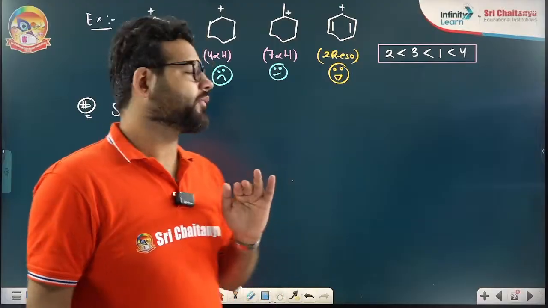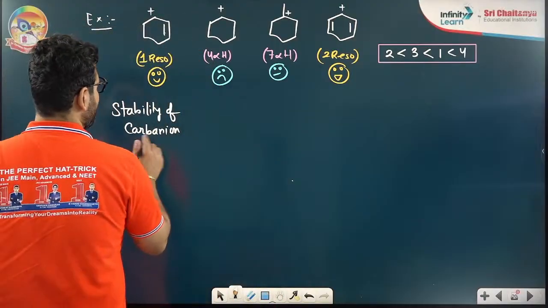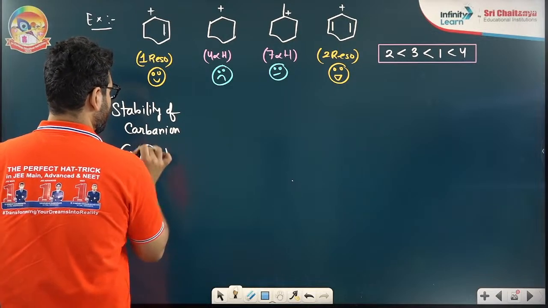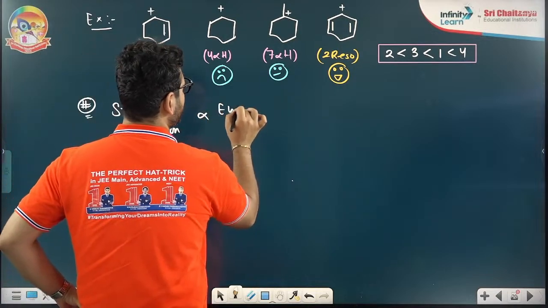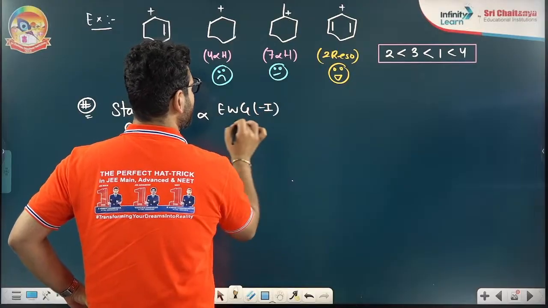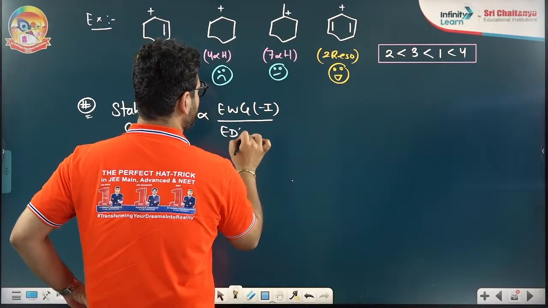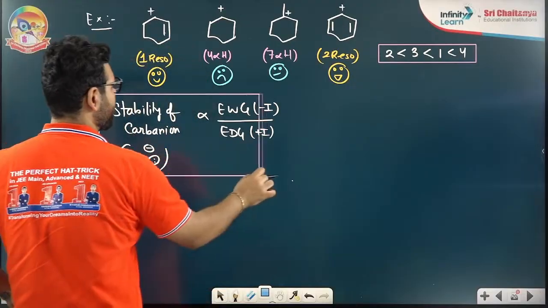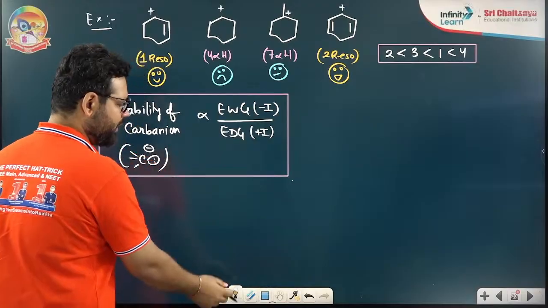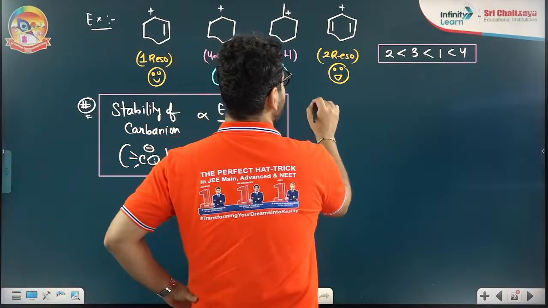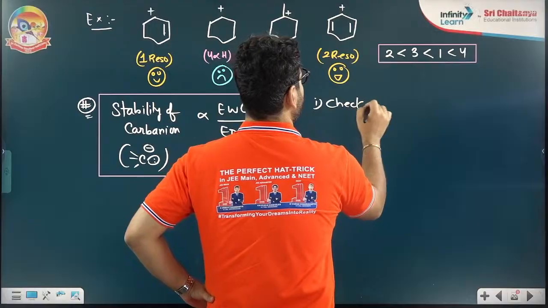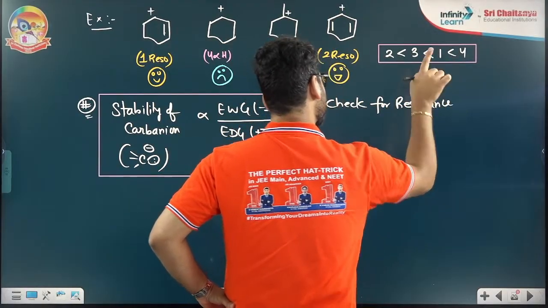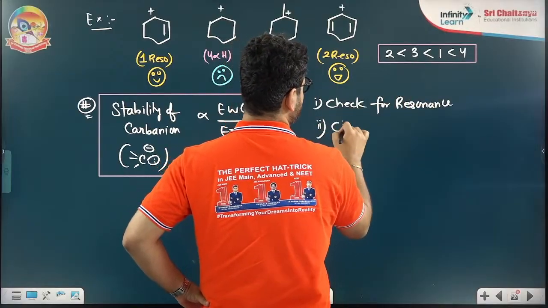Then directly check inductive. The stability of a carbanion carrying a negative charge is directly proportional to electron withdrawing groups, meaning minus I, and inversely proportional to electron donating groups, which is plus I. So in the carbanion case, yes, you have to look for the inductive effect. Here the major effect will be inductive only after checking resonance. So first thing, check for resonance. If there is no resonance, then directly check the inductive effect.